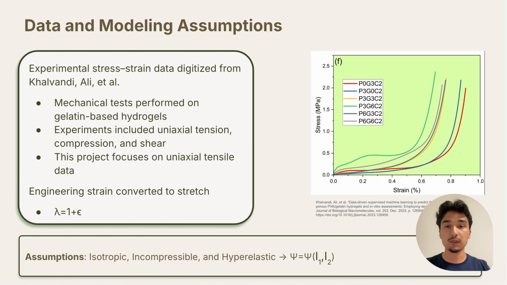The experimental data used in this project was digitized from a published study by Kilvandi et al., which investigated the mechanical behavior of gelatin-based hydrogels. The experiments included uniaxial tension, compression, and shear tests, but this project focuses specifically on uniaxial tensile data. The original data was reported as engineering strain, which I converted to stretch using the relation lambda equals 1 plus strain. With regards to my assumptions, I am assuming the material is isotropic, incompressible, and hyperelastic.